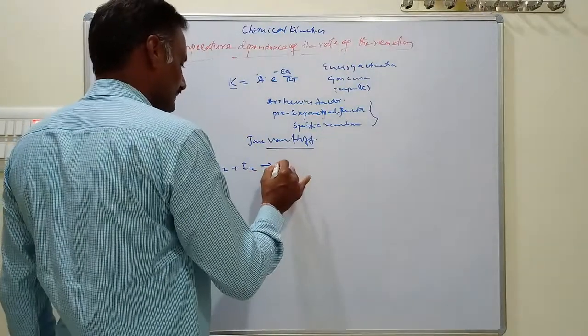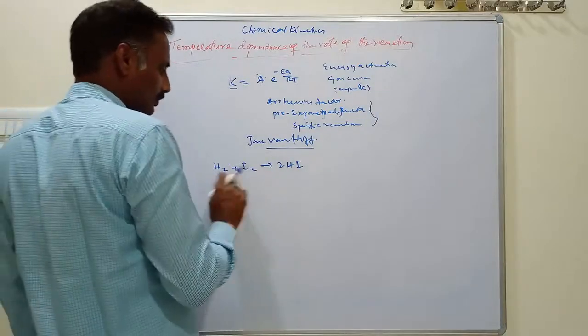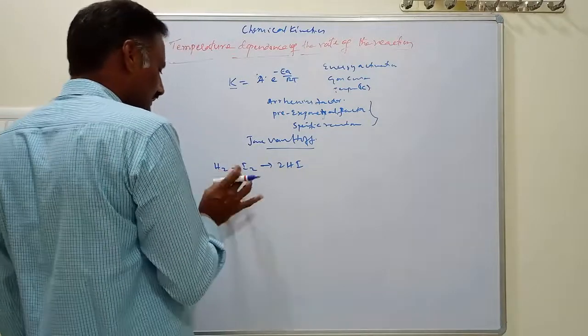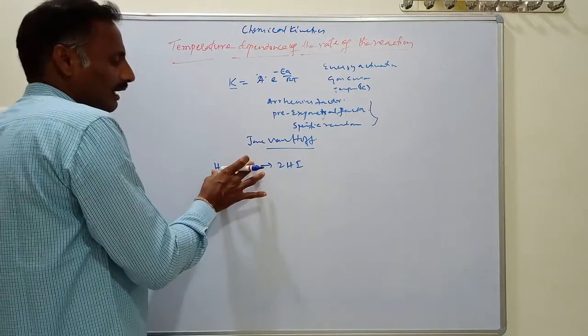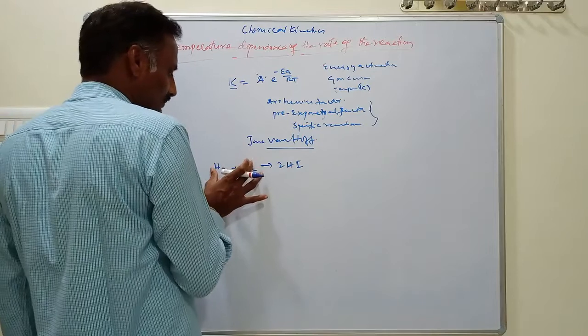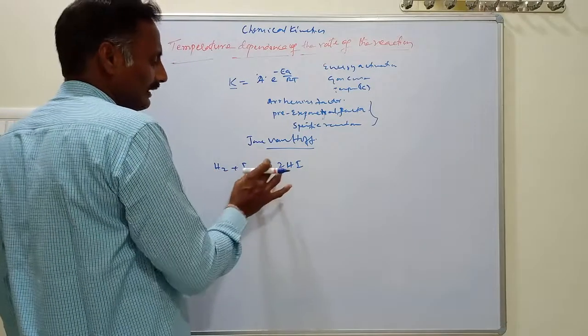H2 plus I2 gives 2HI. For the formation of 2HI, the H2 molecule and I2 molecule must collide properly, with sufficient kinetic energy, and then they form an intermediate complex, and that intermediate complex can be converted into the products.